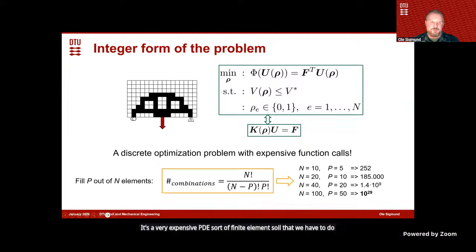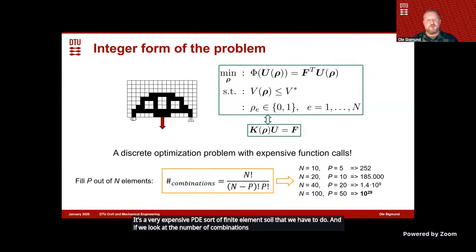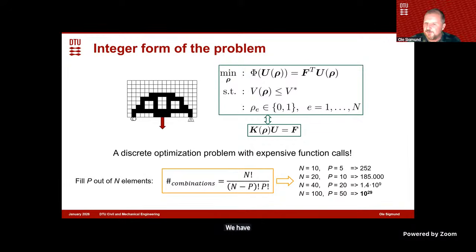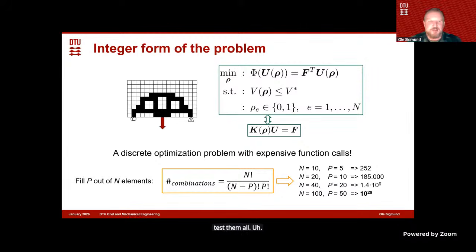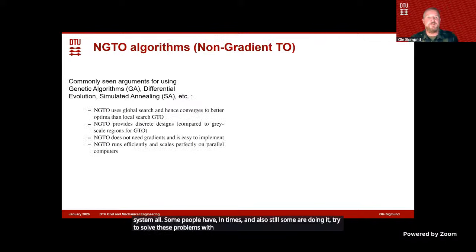And if we look at the number of combinations, you want to fill p out of n elements in the discretized structure, well then even for ridiculously coarse meshes with 100 elements and 50 to be filled, we have an astronomical number of design variables. So it's really not possible to test them all. Some people have in times, and also still some are doing it, tried to solve these problems with genetic algorithms or simulated annealing or other algorithms that I would call non-gradient topology optimization.